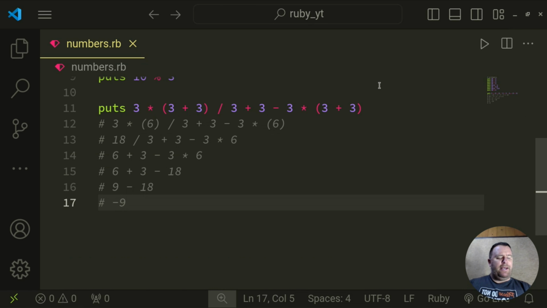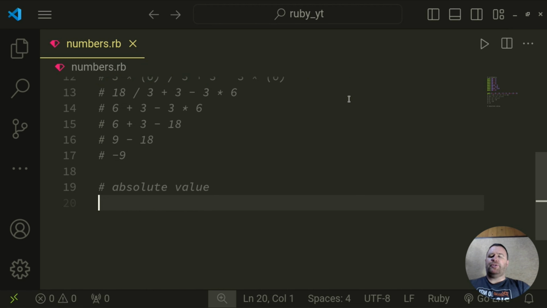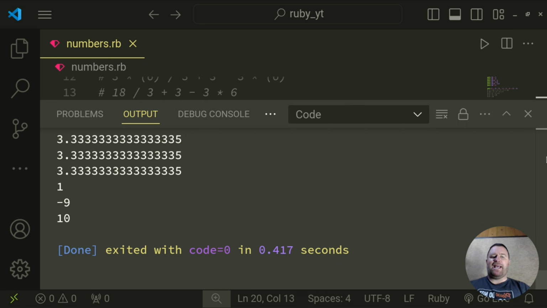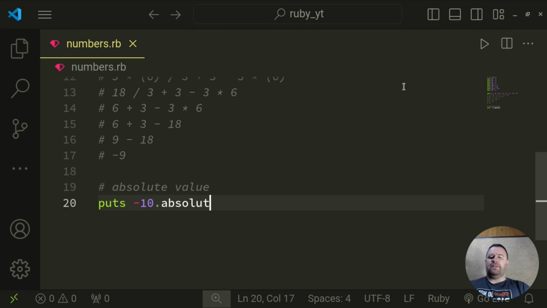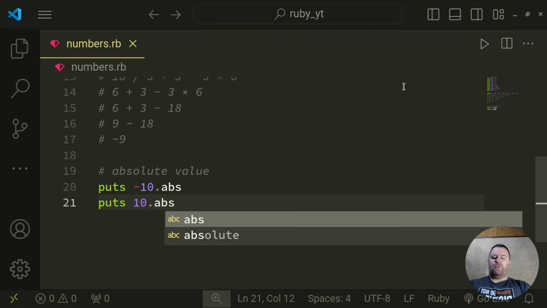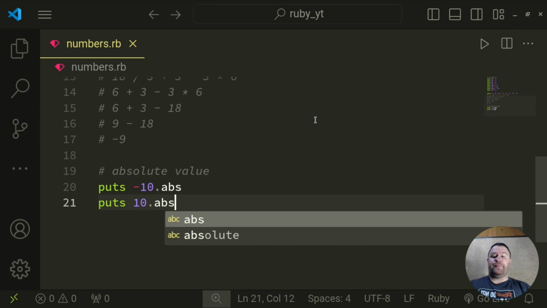All right, we can also do absolute value with Ruby. So I could do puts, and then negative 10.abs, and if I run this, I get just positive 10. It takes the absolute value of negative 10. Now the absolute value returns the distance. Negative 10 is 10 units away from 0 on the number line. Likewise, positive 10 is also 10 units away, so if I run this, I also get a positive 10 because it's 10 units away. Okay?